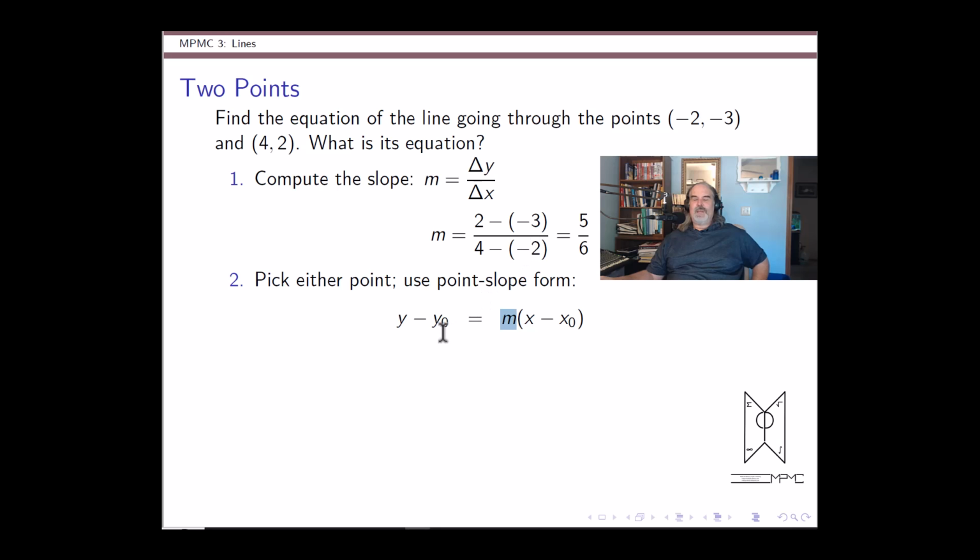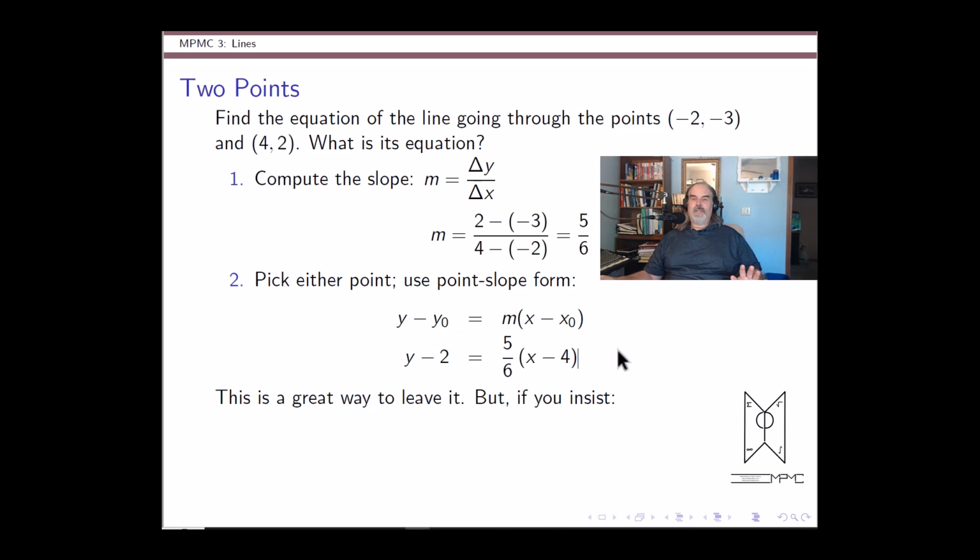You'll get the same equation of the line no matter which point you put in there. So with a slope of 5/6, I've picked the point with x coordinate 4 and y coordinate 2 to put in down here. And again, if you don't need to change it and you're happy with this equation of the line right there where we're at, just leave it. You see the slope, you see a point that helped you construct that equation. That's good information. Let it sit and rest.